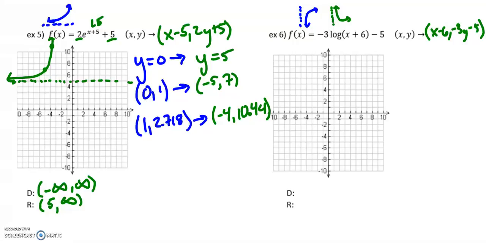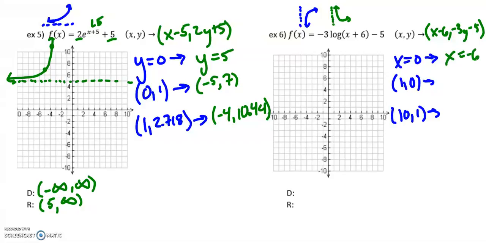Thinking back to the parent graph of a logarithm, x equals 0 is going to be your vertical asymptote. (1, 0) and (10, 1) were the points that we used for now. So I transform those. x equals 0 is going to become x equals negative 6. Just run it right through that x value there. And the (1, 0) is going to become (-5, -5). And (10, 1) is going to become (4, -8).